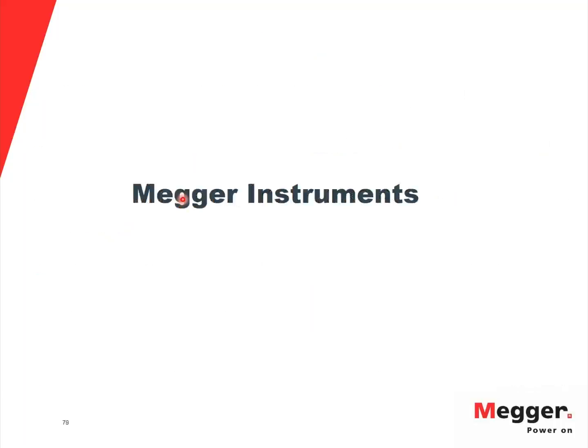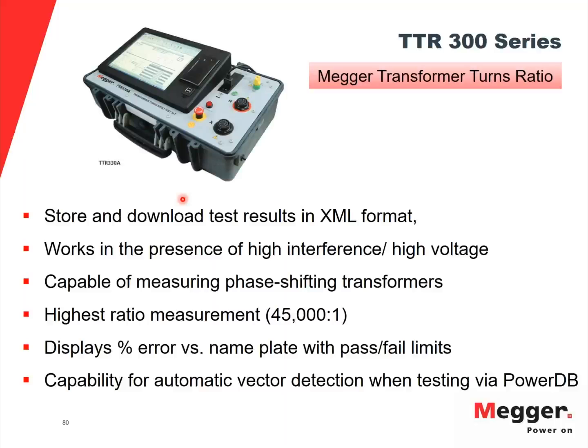Let's talk about some of the Megger instruments. We have a 3-phase turns ratio tester. It is capable of performing the test on all the 3 phases, 1 phase at a time with automatic switching. It has the capability of comparing the results with the nameplate and providing you the pass-fail criteria. The unit is capable of working in a highly noisy environment in an EHV station.